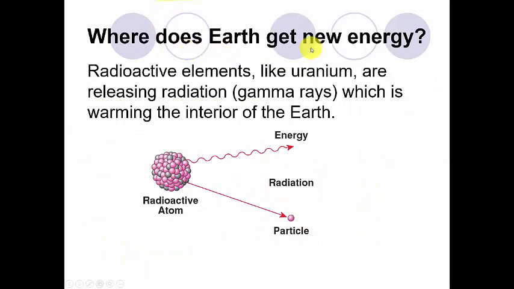Okay, where does Earth get new energy? We were talking about when the Earth was formed, it was hot and it's cooling down. But how does it continually get more new energy? Radioactive elements are buried inside the Earth, like uranium. They release radiation, which are called gamma rays, which warm the interior of the Earth. Basically, a radioactive isotope releases particles. They actually decay or break down, and they release energy.